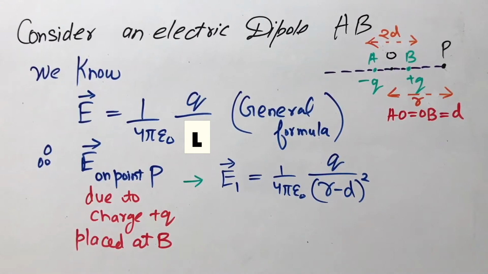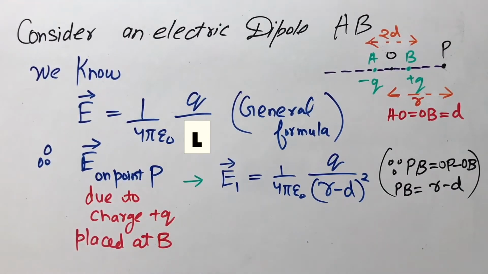Firstly, we will find our electric field intensity at point P due to the positive charge placed at B. We will call this field intensity E1. E1 is equal to 1 by 4 pi epsilon naught q by (R minus D) whole square. We just plug in the values of q and R in the general formula and get this expression. And the direction of the field line will be along the direction of BP.